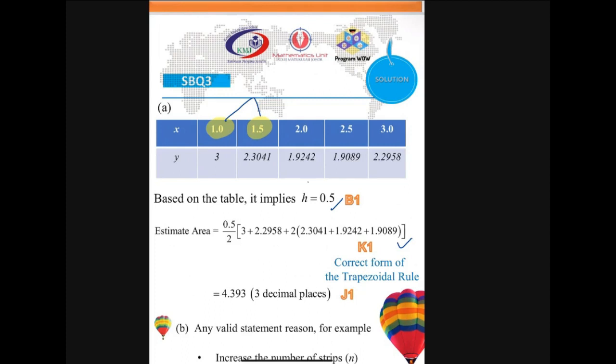H over 2, so 0.5 over 2. Then the first and last values of y, you have to add up. And the remaining values of y, you have to sum up but multiply by 2. Normally we arrange this in a vertical table, but the question provides a horizontal table, so you have to manipulate this a little bit. Then just calculate this straight into your calculator. The final answer will be 4.393 up to 3 decimal places. Follow the requirement of the question.